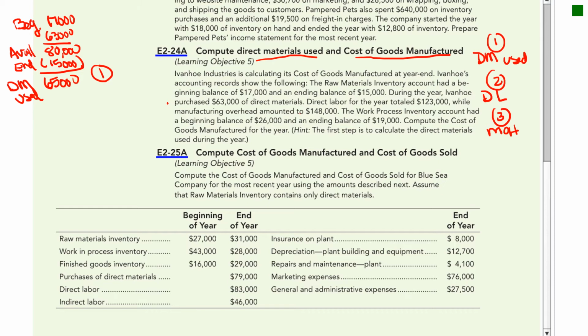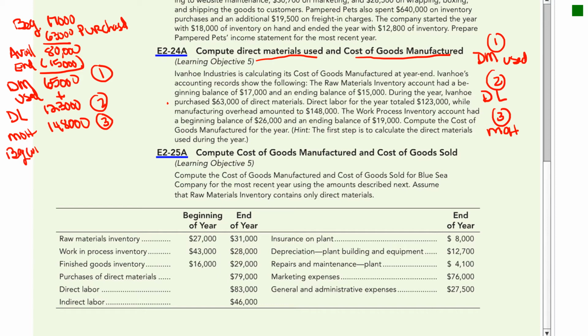So remember, this is your formula. Beginning raw materials, plus what you purchased, you get available once you add that, minus ending is what you used. The second product cost is simply your direct labor, and they gave that one to you directly. That's 123, so I'm just going to put this one right below it. So we're going to add these two together. And then we're also going to add in the manufacturing overhead, which they gave to you, which is $148,000.